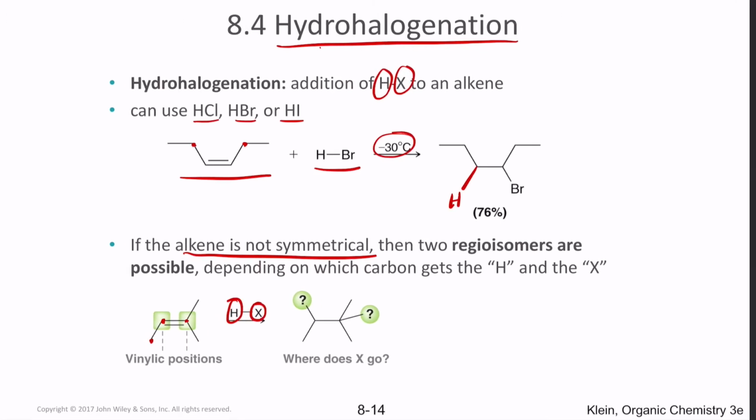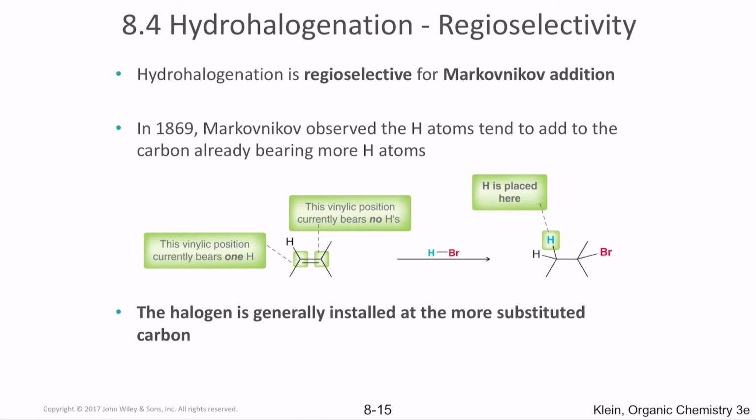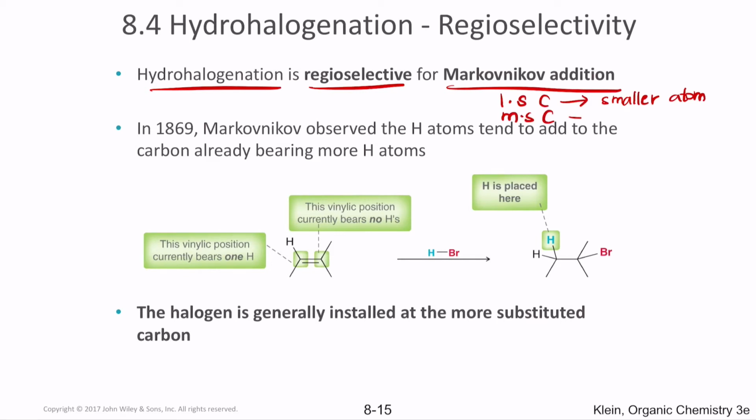So this creates two regioisomers. Hydrohalogenation is a regioselective reaction, and it undergoes what we call the Markovnikov addition. What happens in Markovnikov addition is the less substituted carbon will get the smaller atom, the more substituted carbon will get the larger molecule.